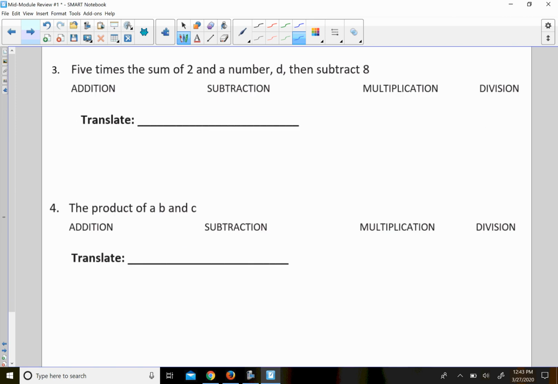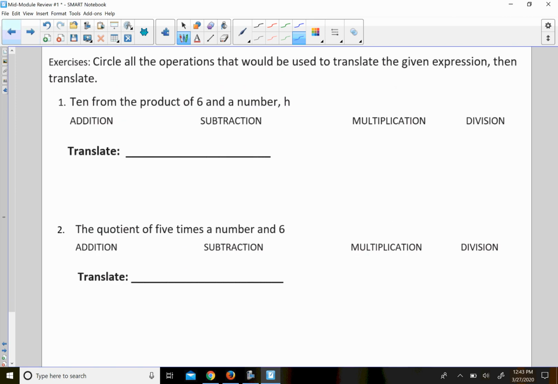So then this next section, I think I skipped a slide. The next exercises say circle all the operations that would be used to translate the given expression, then translate. So we're going to circle which operations are indicated.